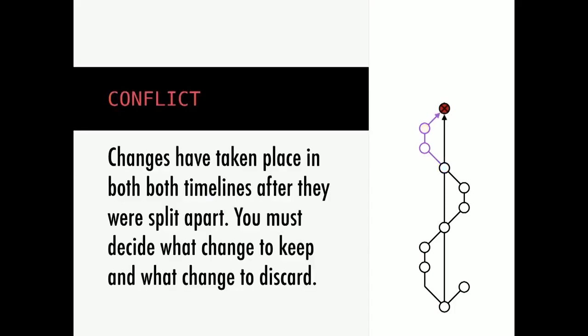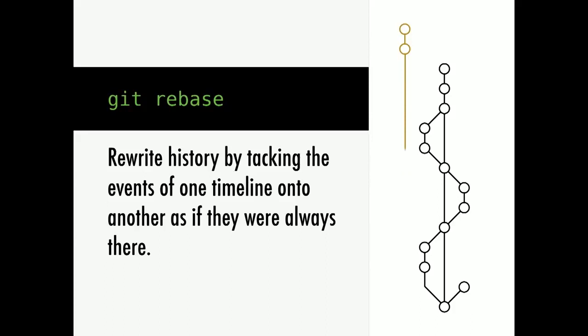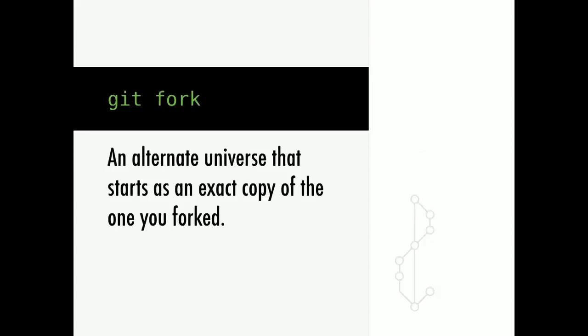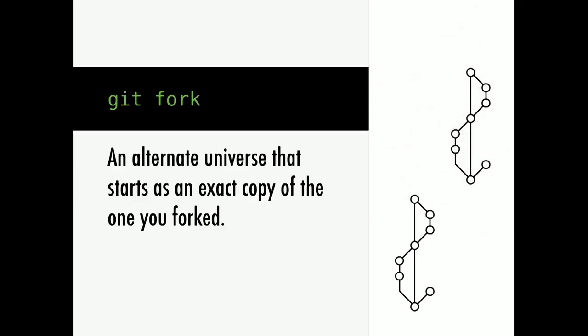A conflict is when you make a change in the same place in 2 timelines and try to merge them together. And to resolve a conflict, all you have to do is just go and fix it yourself. Rebase is literally rewriting history. You take one timeline and you stick it on top of another one as if that was always where it was. A fork is when you take one universe and create another universe that's an exact copy.